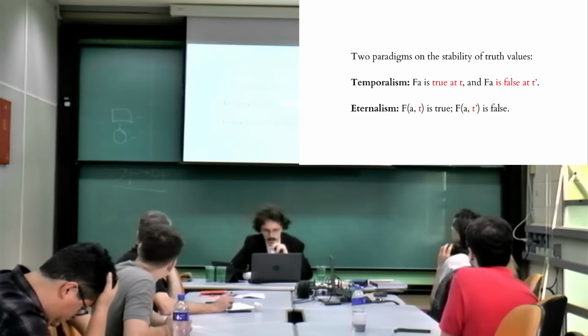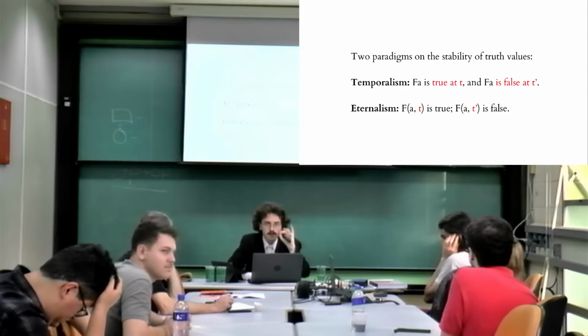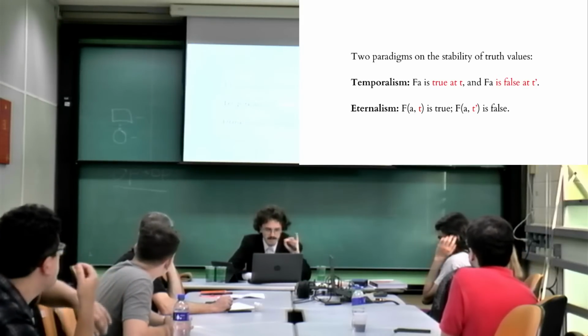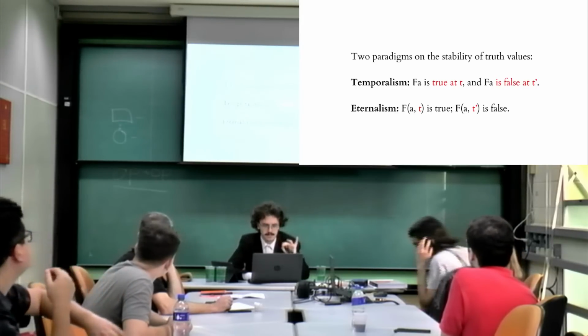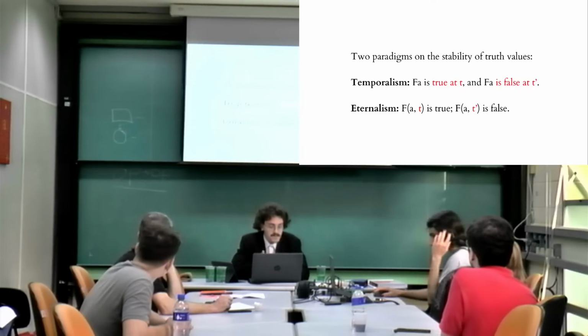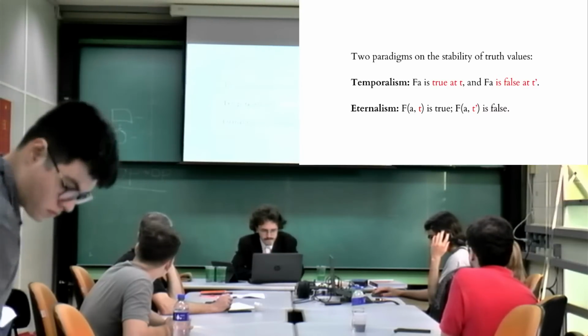The first and seminal assumption that I aim to present in this talk is what I understand as being two paradigms on the stability of truth values. That is, fundamentally two paradigms in logic. By paradigm, I mean roughly what Kuhn meant in his work, or what remained of this notion following the reception of The Structure of Scientific Revolutions.